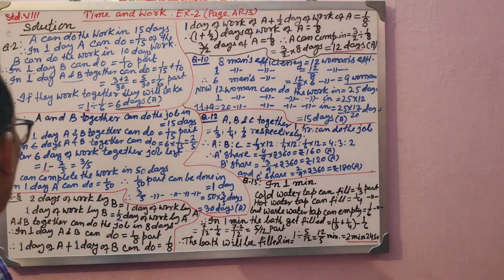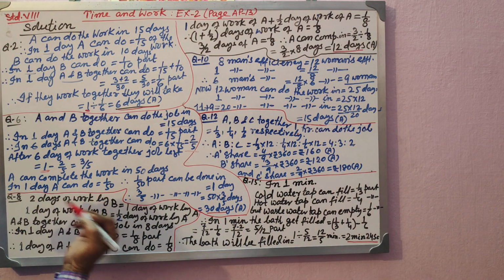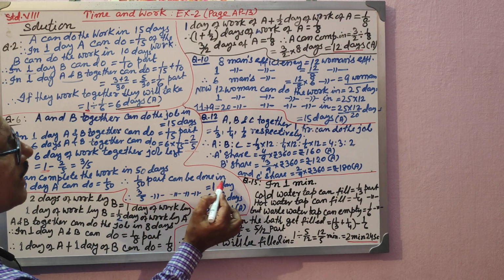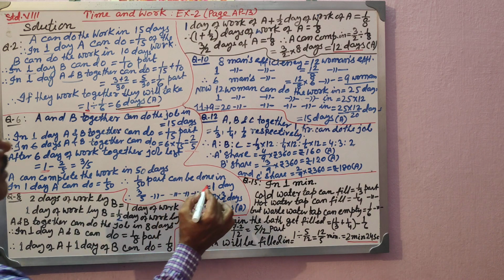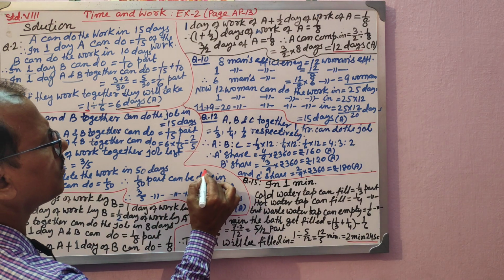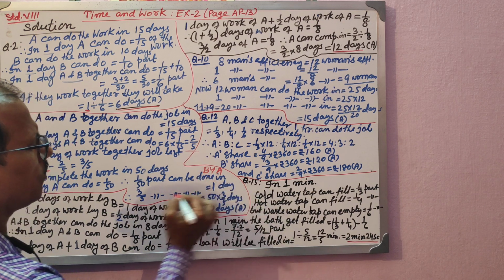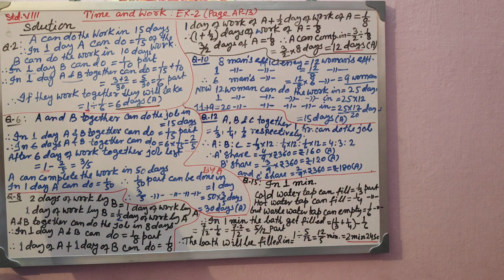That is his efficiency. So, therefore, you can write it in a different way. 1 by 50 part can be done by A in 1 day. Isn't it? 1 by 50th he can do in 1 day.